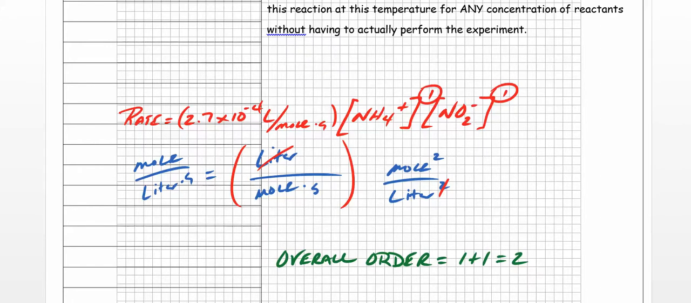I calculate K and I determine the unit for K, right? And the next thing I'm going to do is determine the overall order. 1 plus 1 in this case is 2. If it had been 1 and 2, it would have been 3, and so forth. I'll write the overall rate law, and that will do it.